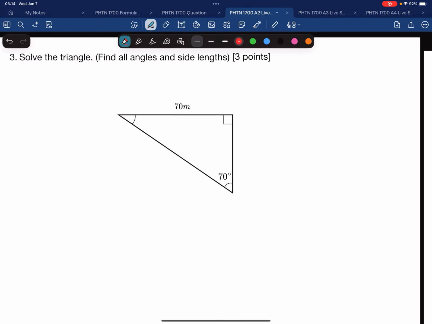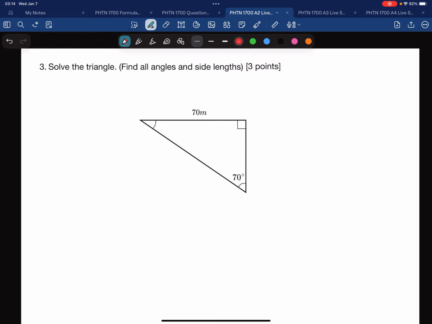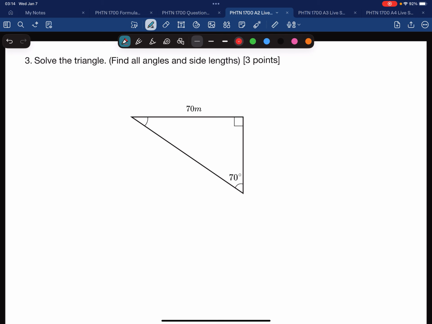Question 3 here. Solve the triangle. Find all angles and side lengths. So let's go ahead. We are going to need to find this angle, which I will call A, and its corresponding side length. We are also going to need to find the hypotenuse, which I will call C. And that's all, really. I'm going to go ahead and find C first.